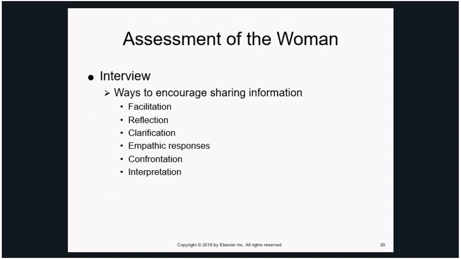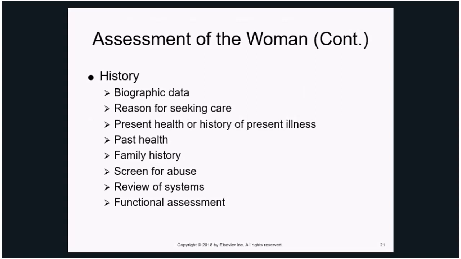For the nurse, the assessment of the woman will start with the interview. Ways to encourage sharing information would be reflection, clarification, facilitation, empathetic responses, not confrontation, and interpretation. Assessment of the woman continues. Then you will obtain history like biographic data, reason for seeking care, the history of present illness, any past health conditions, family history, screen for abuse, review of systems, and also the functional assessment.